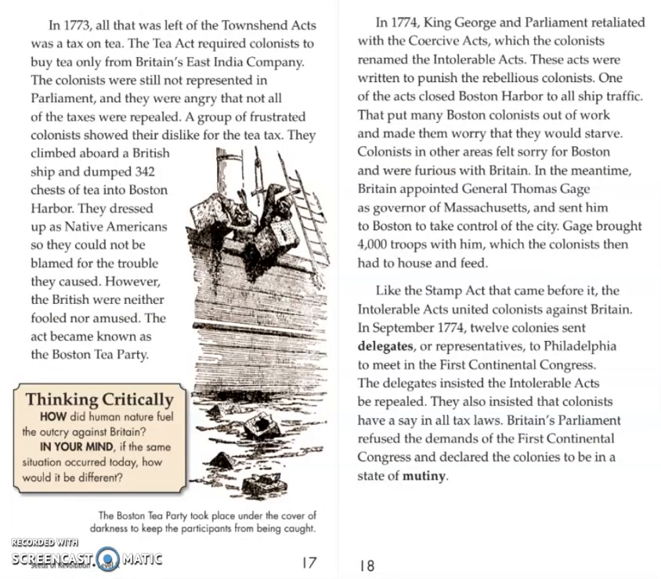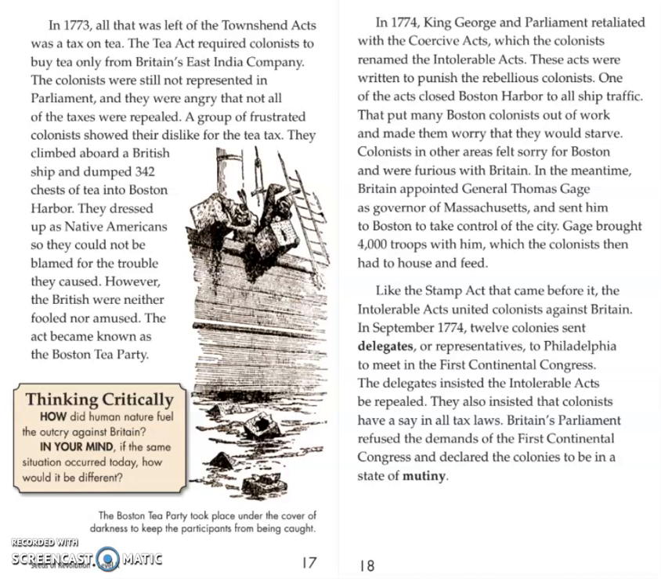In 1773, all that was left of the Townshend Acts was a tax on tea. The Tea Act required colonists to buy tea only from Britain's East India Company. The colonists were still not represented in Parliament, and they were angry that not all of the taxes were repealed. A group of frustrated colonists showed their dislike for the tea tax. They climbed aboard a British ship and dumped 342 chests of tea into Boston Harbor. They dressed up as Native Americans so they could not be blamed for the trouble they caused. However, the British were neither fooled nor amused. The act became known as the Boston Tea Party.